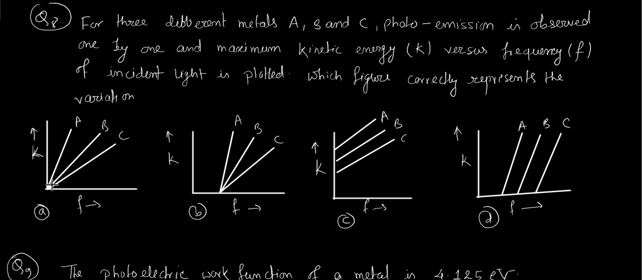Here the graph is passing through the origin, which is not possible. In this figure you can see there is a single point, or we can say that the work function is the same for 3 metals, which is also not correct. And in this figure we can see at zero frequency there is a certain value for kinetic energy. It is also not possible. That's why our correct answer is D.